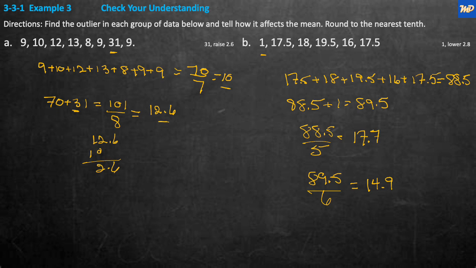So when we added the outlier, it drove our value down. It decreased our average by quite a bit, almost 3 full points. How much was it? Well, 17 minus 14 is 3. But let's look at it this way: 17.7 minus 14.9, when we subtract these two, we get 2.8.